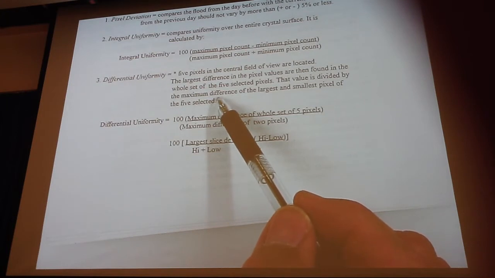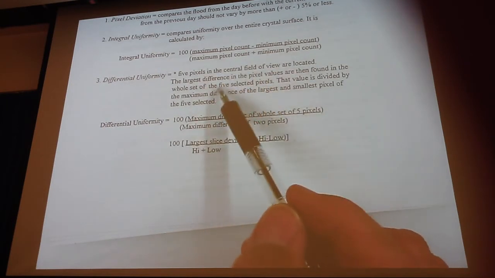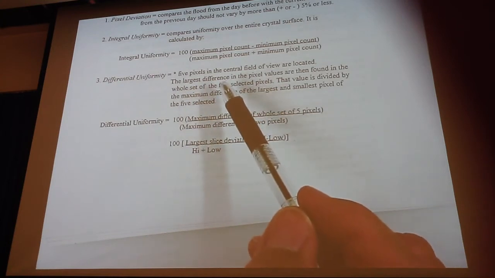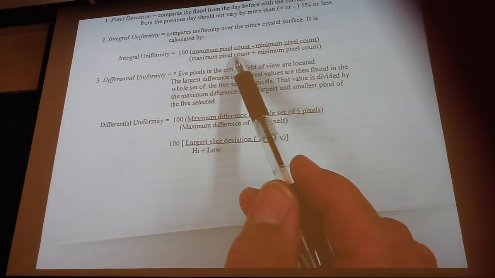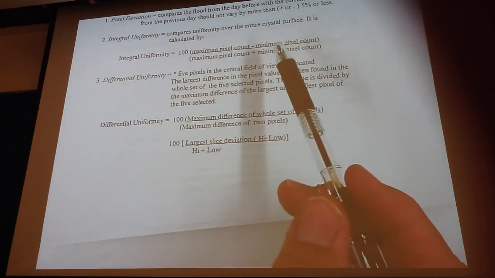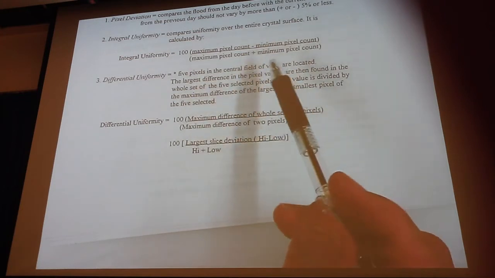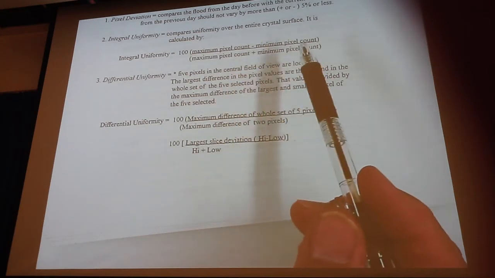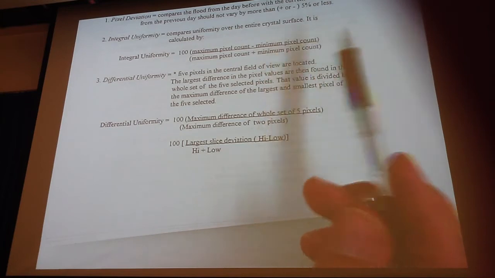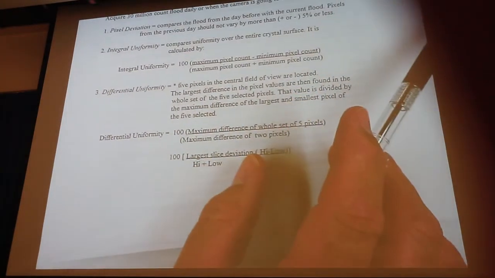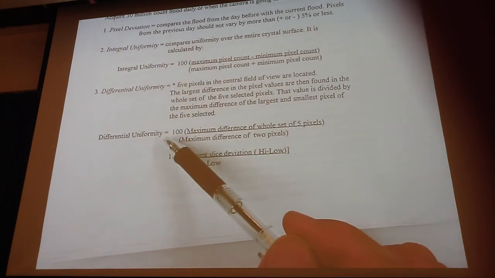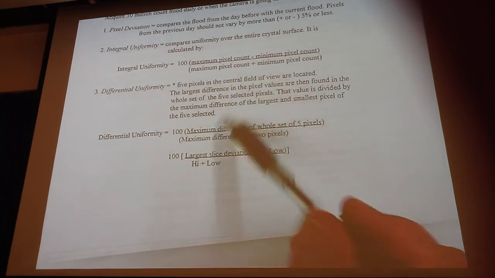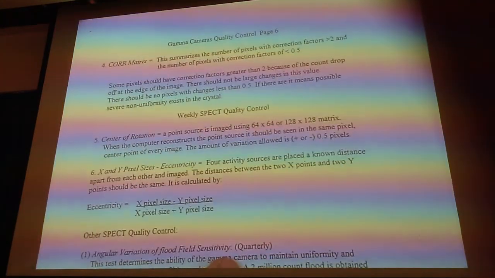Okay? And normally, like I said, the integral and differential uniformity mainly apply to SPECT imaging. We don't traditionally do this with just regular uniformity. With regular uniformity, all I want to make sure of is that if I do have a uniformity computer, it's not correcting more than 10%. But otherwise, if I do SPECT imaging, then I should have somewhere in my quality control my integral and differential uniformity.